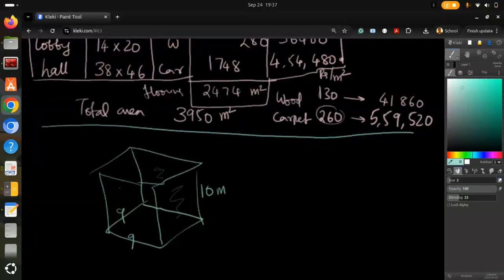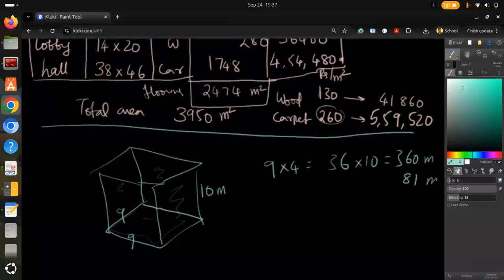So there are four walls, right? The perimeter of this will be 9 into 4, which is 36. For the entire perimeter, four walls, if I multiply by 10, I'll get 360 meter square as the four walls area. And what about the ceiling area? 9 into 9 is 81. So if I add 81 meter square for the ceiling, and add these two, that will go to 441 meter square of painting area.